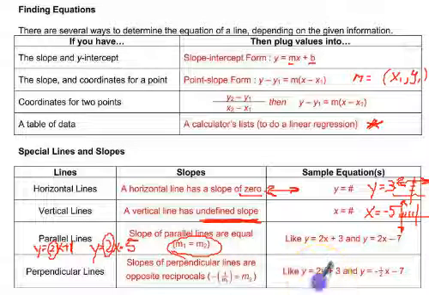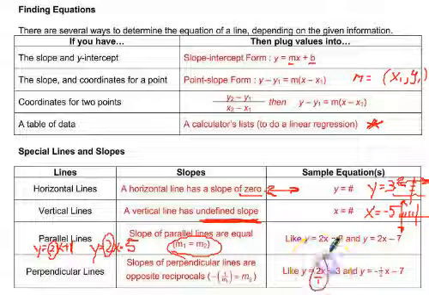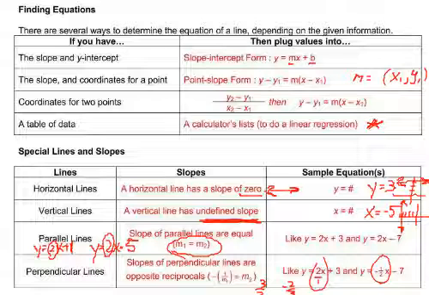So here the original is 2 over 1. So the opposite reciprocal of that, you change the sign and reciprocate it, so you get -1/2. Okay? So those two slopes are perpendicular. If you had 3 halves, the opposite, the perpendicular, would be -2/3. Okay? So just a little review on that.